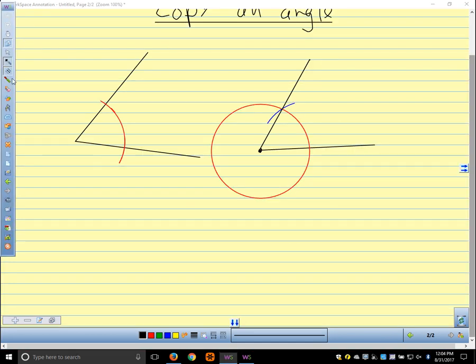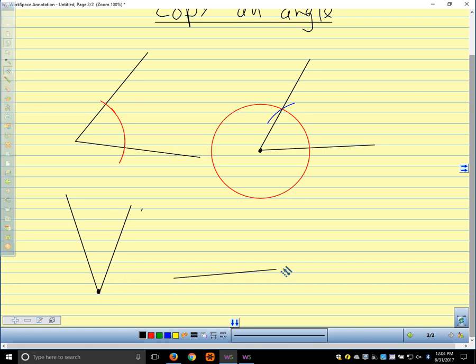All right, so let's look at copy an angle again. I want to show each of these twice. There's the angle that I want to copy. Make the vertex big there. So I start with a ray. That's going to be one side of my new angle.